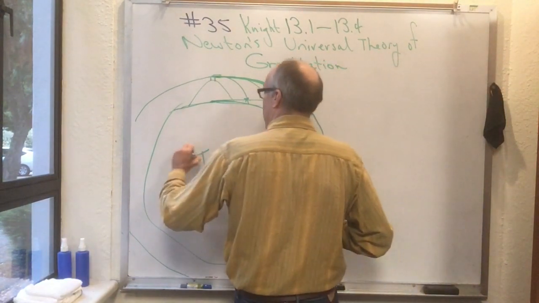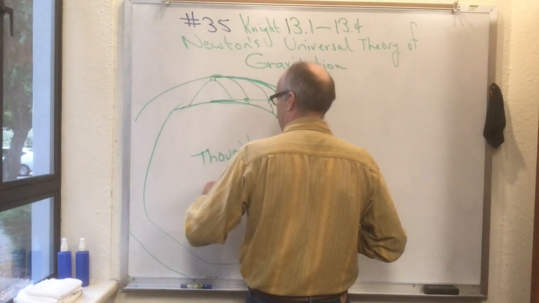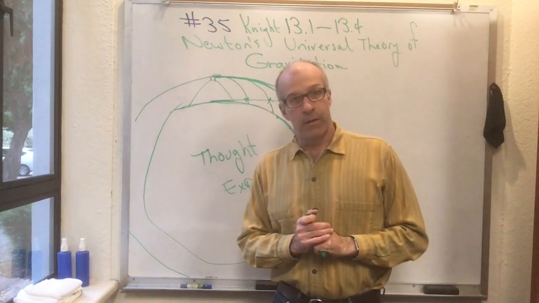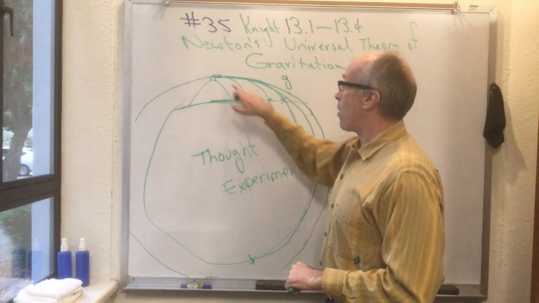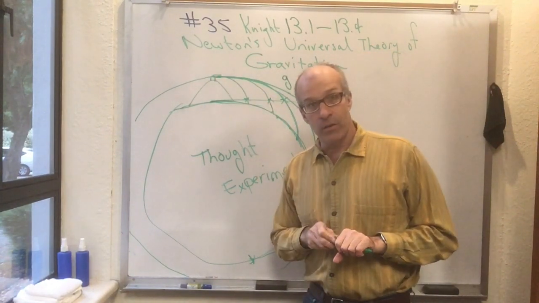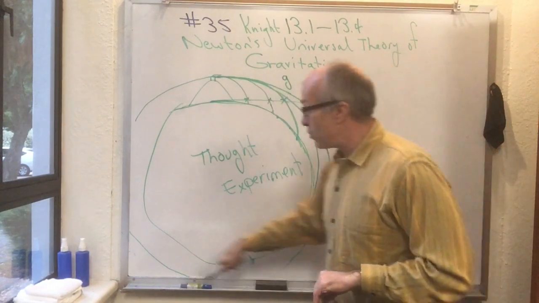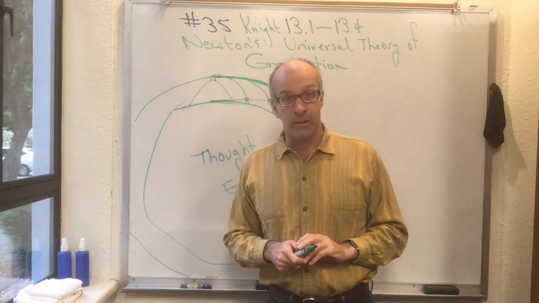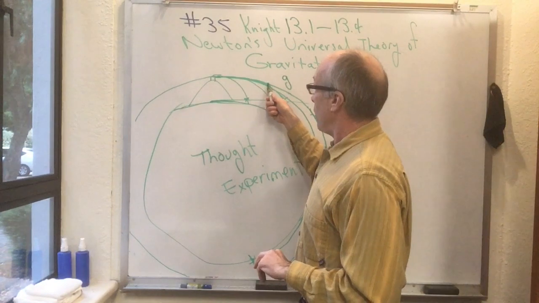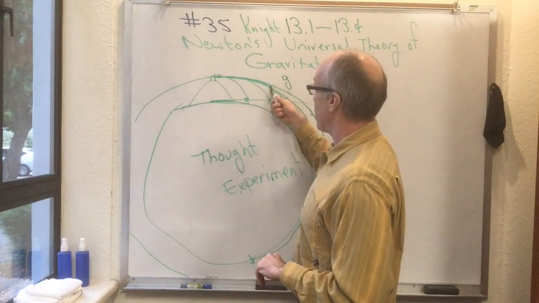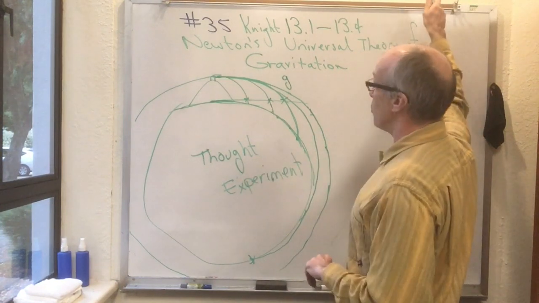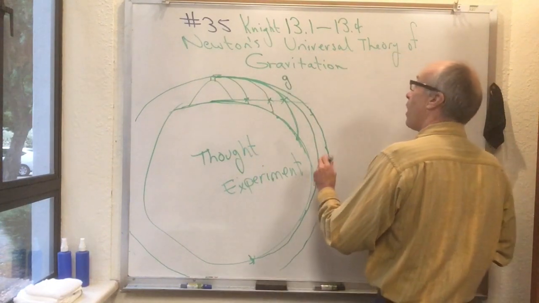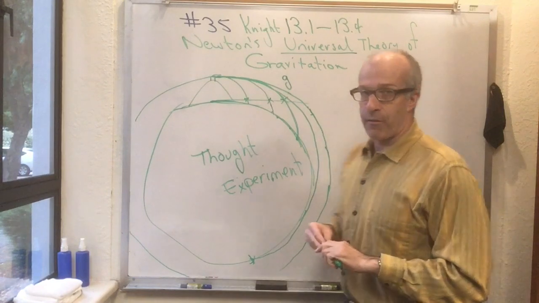This is an example of a thought experiment. Obviously, Newton didn't have a cannon like this. But with this thought experiment, Newton convinced himself that the same thing that causes cannonballs to go in parabolas towards the ground is the same thing that keeps the moon in orbit. And he realized that absolutely everything pulls on everything else. The cannonball pulls on the Earth, the Earth pulls on the cannonball. The Earth pulls on the moon, the moon pulls on the Earth. Everything pulls on everything else. And that's why he called it the universal theory of gravitation.